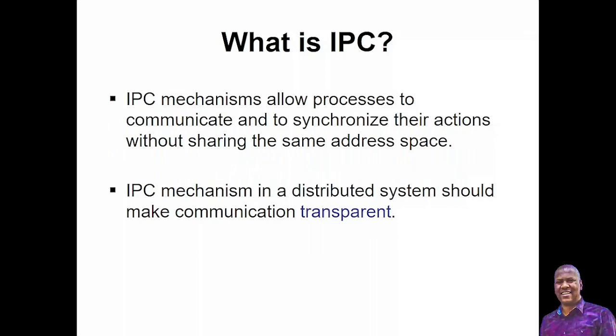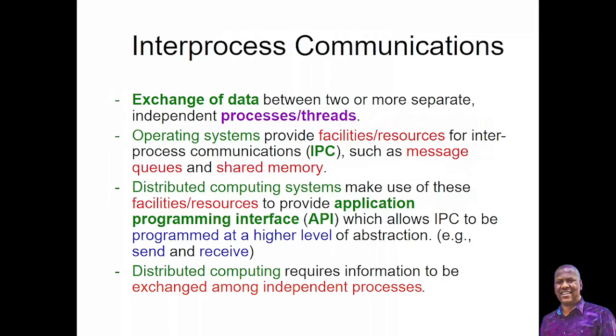These are mechanisms that allow processes to communicate and to synchronize their actions without sharing the same address space. This brings in the concept of transparency. If we can establish communication within a distributed system, then this communication should ensure some form of transparency, right? We're going to look at different jargons and what happens when two processes communicate.